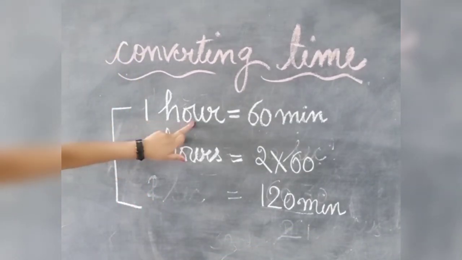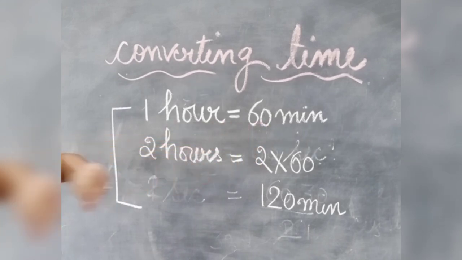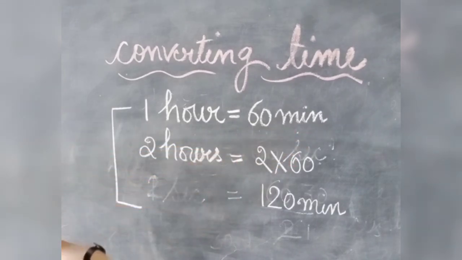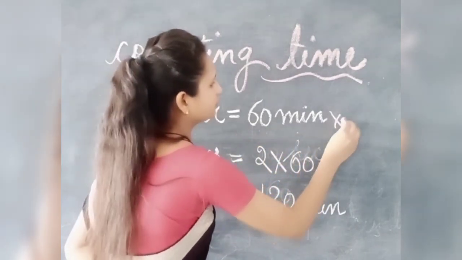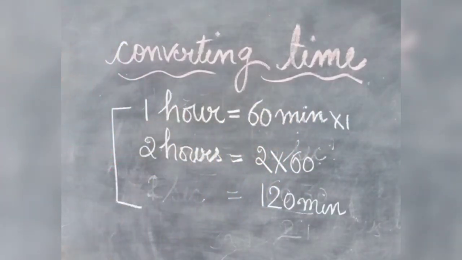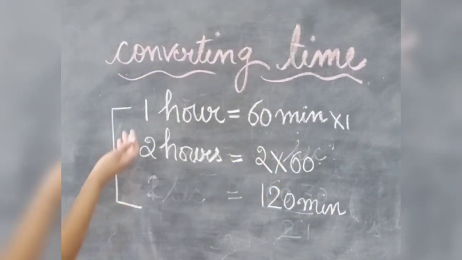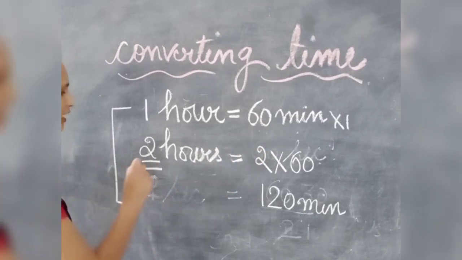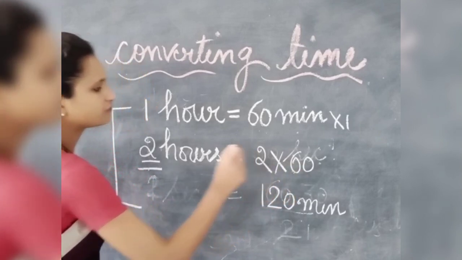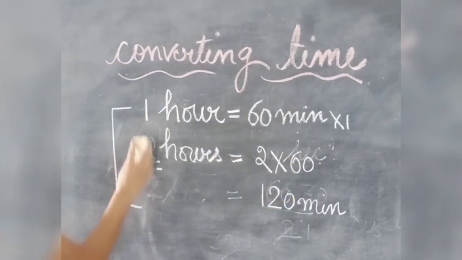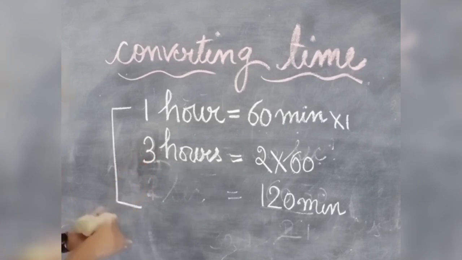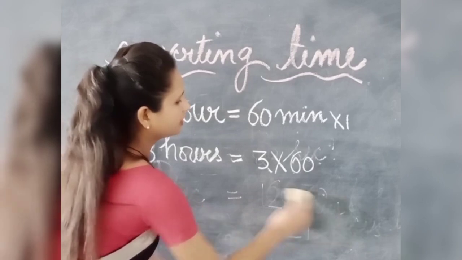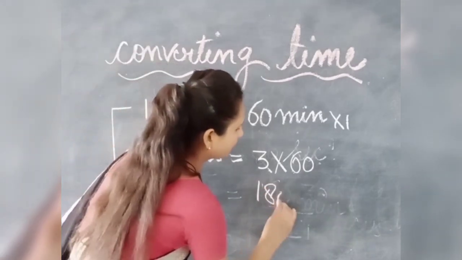It was 1 hour, that is 60 minutes. It is understood, because if we multiply 60 with 1, it will come 60 minutes. But if it is 2 hours, then we have to multiply 60 with 2. If it is 3 hours, we have to multiply 60 with 3. Then it will be 180 minutes.